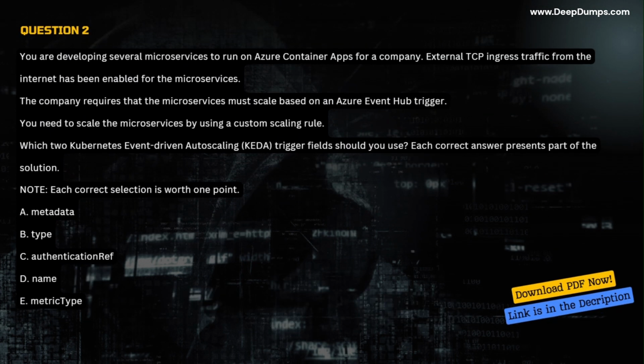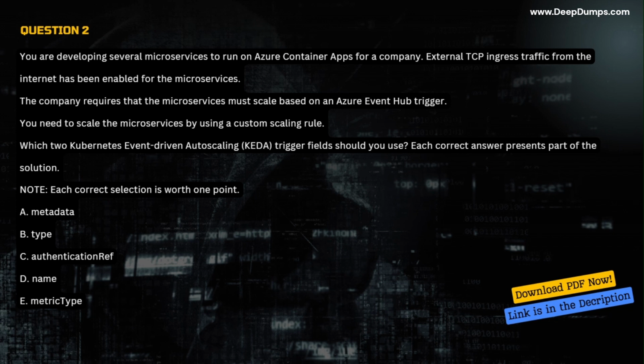Question 2. You are developing several microservices to run on Azure Container Apps for a company. External TCP ingress traffic from the Internet has been enabled for the microservices. The company requires that the microservices must scale based on an Azure Event Hub trigger. You need to scale the microservices by using a custom scaling rule. Which two Kubernetes event-driven auto-scaling (KEDA) trigger fields should you use? Each correct answer presents part of the solution. Note: each correct selection is worth 1 point.